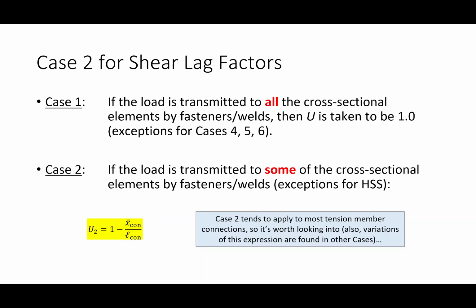Okay, so case 1 says if the load is transmitted to all of the cross-sectional elements, then we take U to be 1. An example of what I would mean by case 1 would be, let's say I have an I-shaped cross-section, and let's say I have bolts through this, through this, through this, through this, and through that, through all of the cross-sectional elements. If that's the case, we would go ahead and take U to be 1.